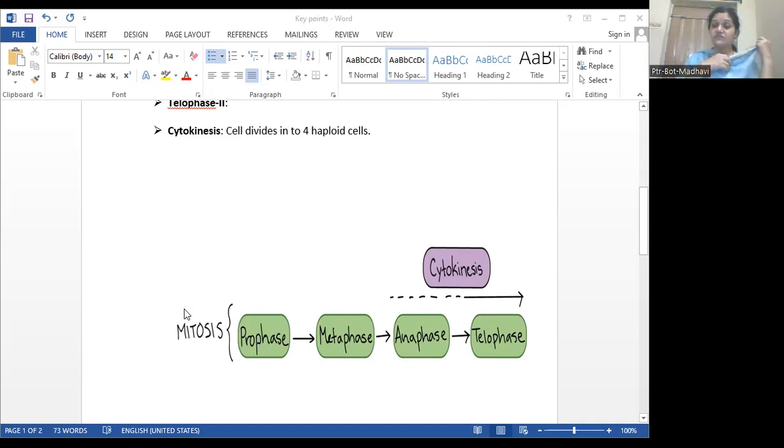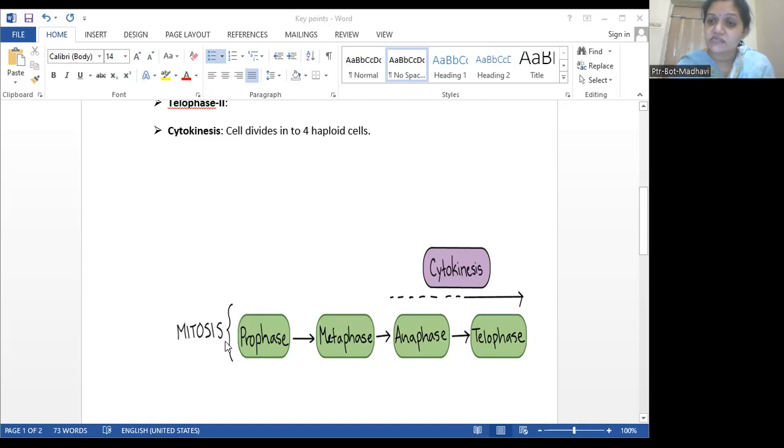And the G2 phase is the last phase, the gap 2 phase, where the cell will be enlarging much more and much more food material is prepared and stored in it. That is the G2 phase. Now we will be jumping into the mitosis phase, that is the M phase.